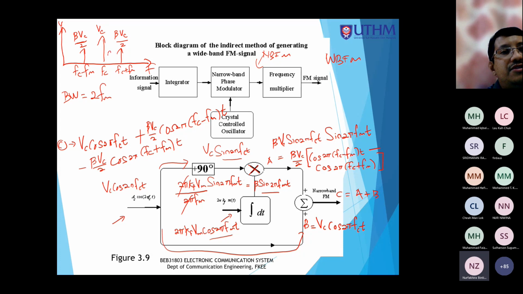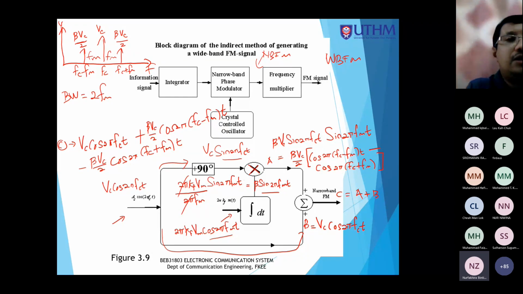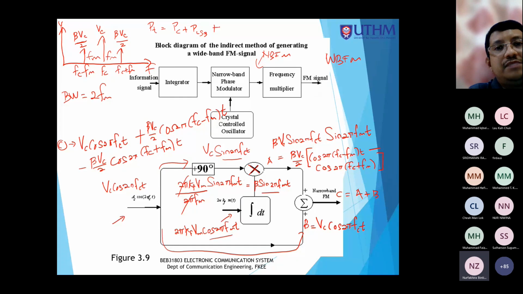How do I know this? The distance here is FM and also FM, so it is 2FM. Then I can also ask you how much is the total power. Again, you need to add all the power components in the spectrum, which is P total equal to PC plus PLSB plus PUSB.